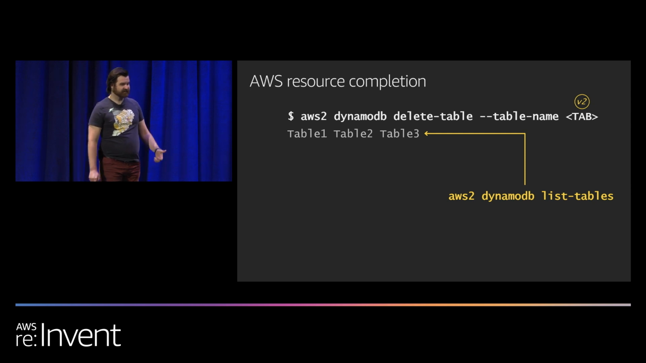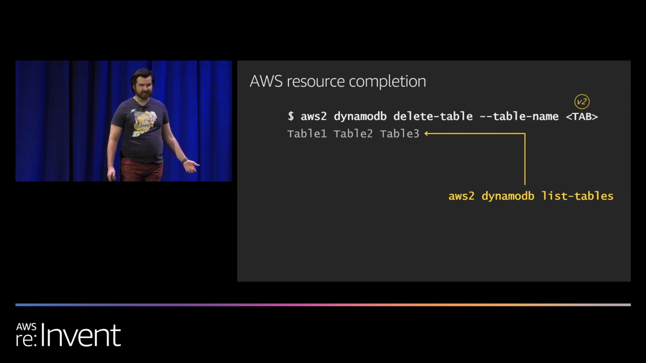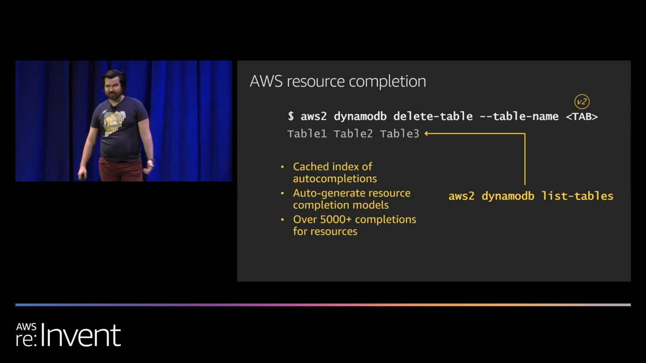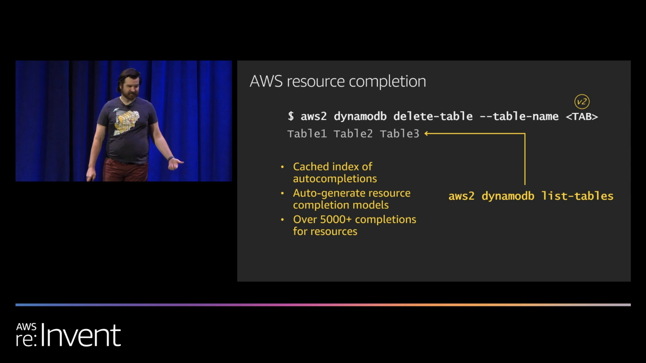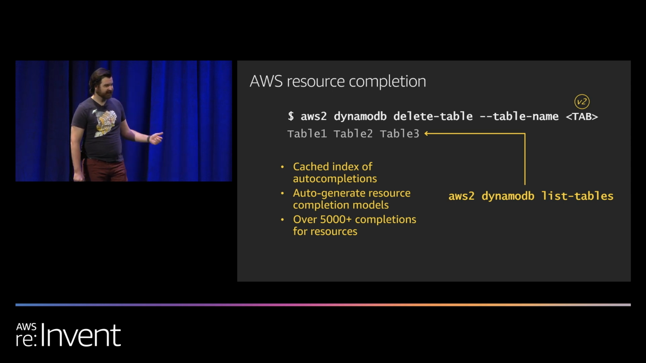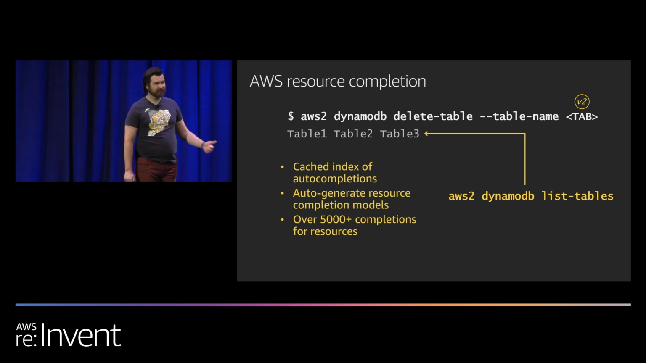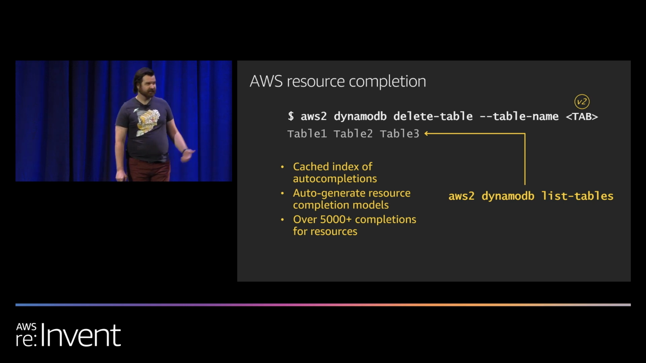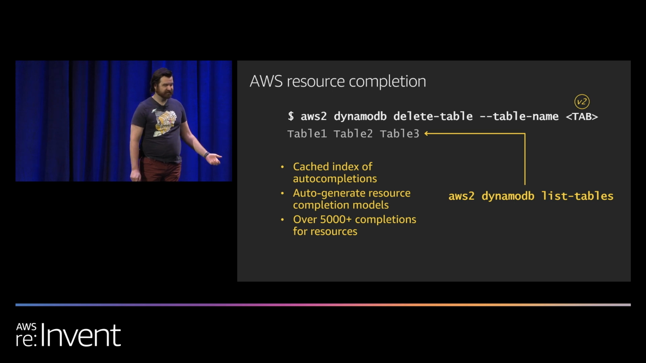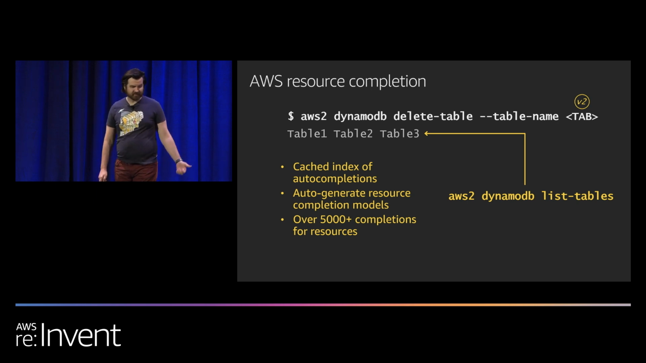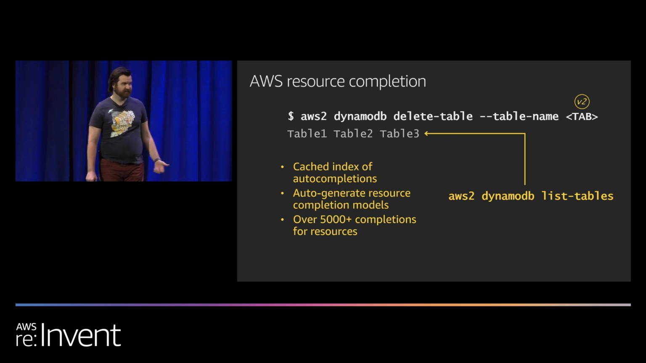And we're able to do this by having completion models representing what operations needed to be called in order to populate these auto-suggestion values. And on top of that enhancement, we've also made smaller enhancements to the completers. So we now use a cache index to make it faster. And all these modeled completions, they're all auto-generated. So if there is a new service with new resource types, we'll be able to generate a new completion model for you so you can get auto-completion for these new resource types. And today, in CLI v2, there's over 5,000 different completions for resources available.